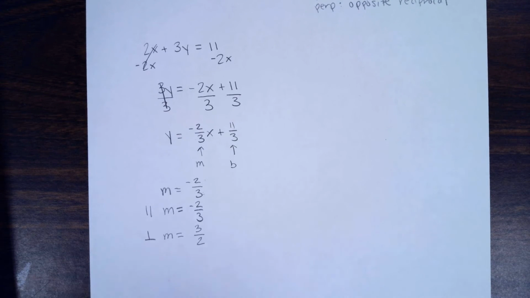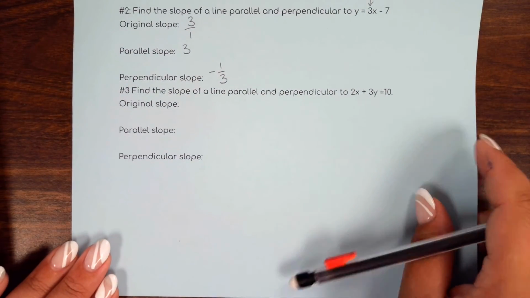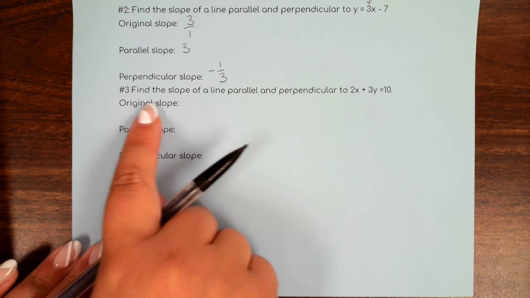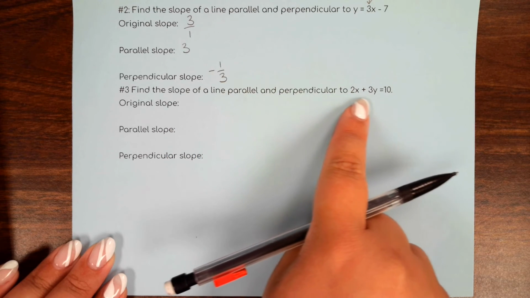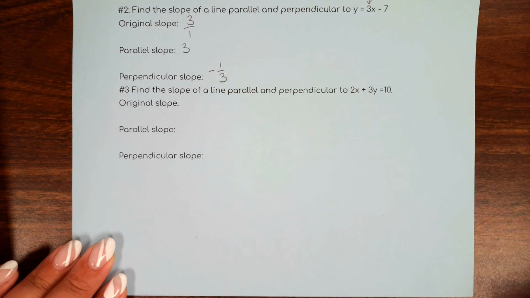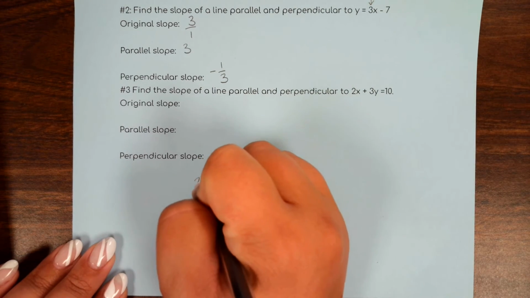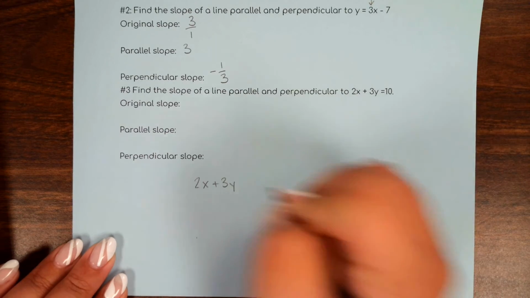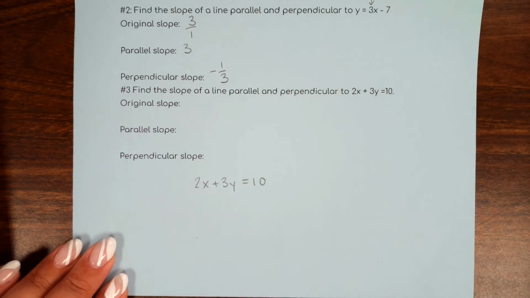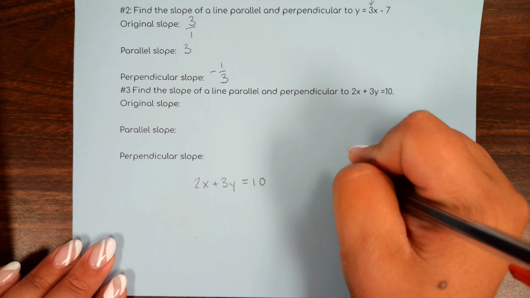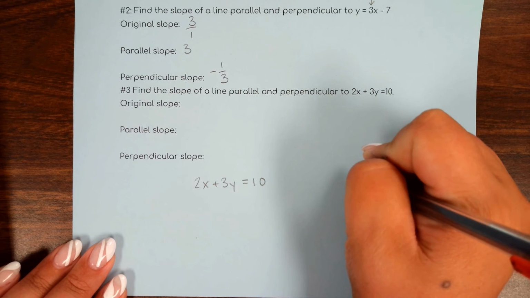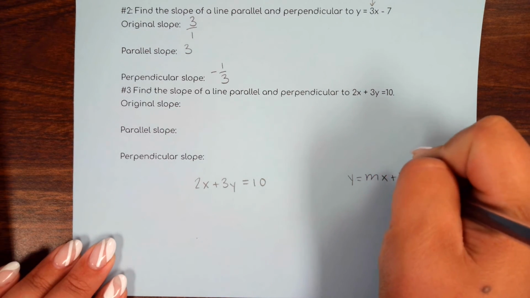Alright, now that we did an example here, let's actually put this in our notes. So if we look in our notes packet, here's an example. So we're going to find the slope of a line parallel and perpendicular to 2x plus 3y equals 10. Ironically, it looks very similar to the example we just did. So we're going to take 2x plus 3y equals 10. Remember, we want it to be in slope-intercept form. So y equals mx plus b.